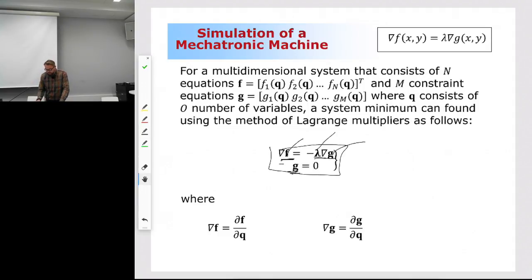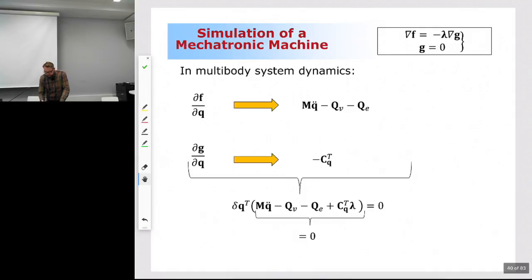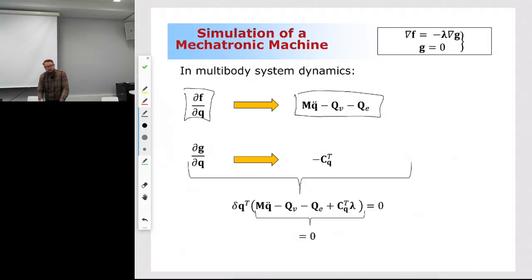Now, how is this related to us? This component here, where we have the original function that is differentiated with respect to the variables, that's our forces. It says mass multiplied by acceleration minus quadratic velocity vector minus external applied forces. That's what it is. What is this one here, where there is a constraint differentiated with respect to the variables?